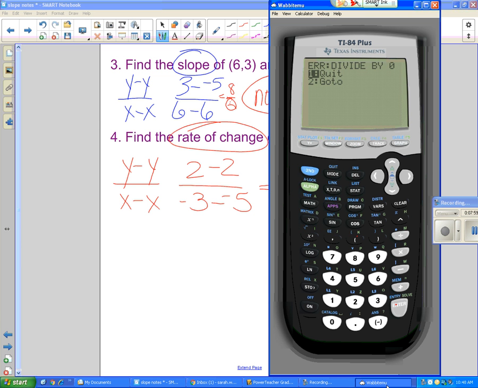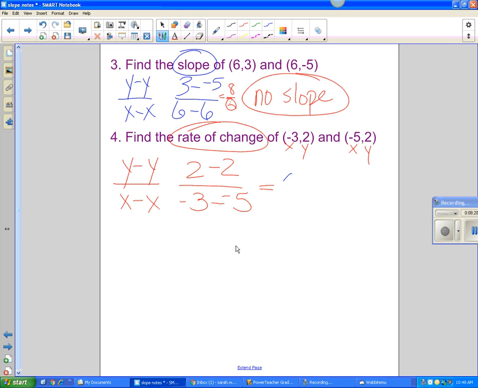parentheses, parentheses, 2 minus 2 divided by parentheses negative 3 minus negative 5. Calculator gives you 0. That's fine, okay? Gives you 0. These are 2 different answers. If you get them mixed up, you'll get counted wrong, okay? So these are 2 different answers.